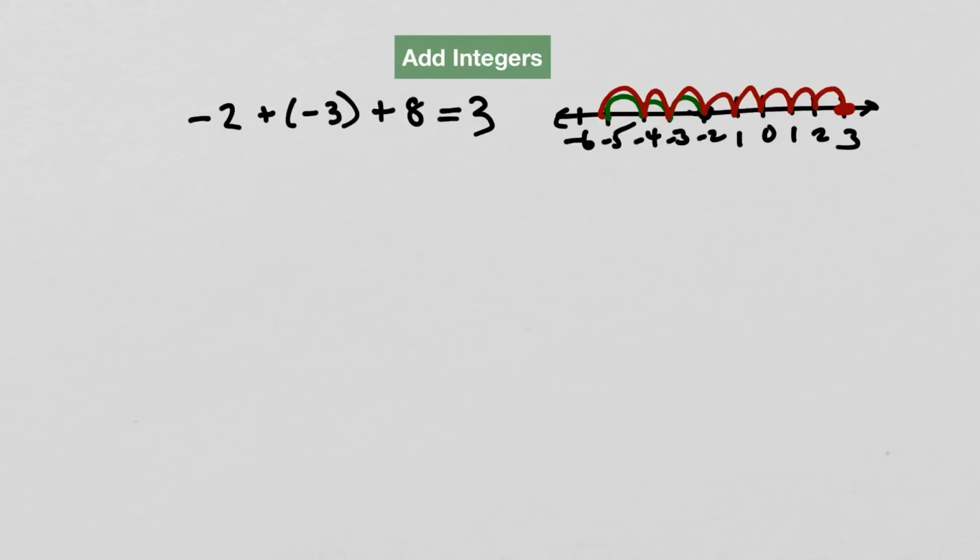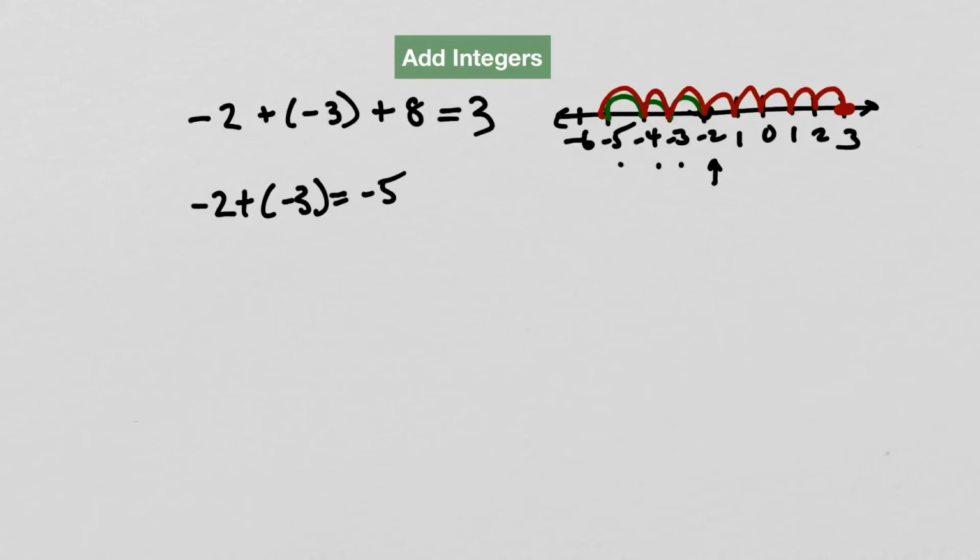We see from the first step that when we start at -2 on the number line, right here, and follow the green line and add -3, we go to the left: 1, 2, 3. We land at -5, okay? So we know that -2 plus -3 is equal to -5. In other words, -2 plus -3 is equal to -5.